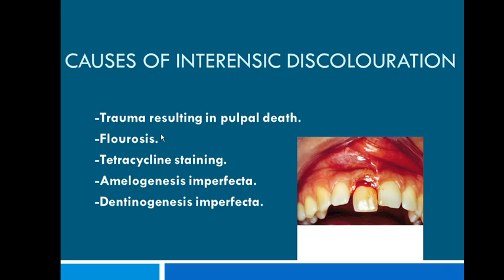Fluorosis is the next cause of intrinsic discoloration. Tetracycline staining also is an intrinsic discoloration. Then amelogenesis imperfecta and dentinogenesis imperfecta. Let's go and see the slides.